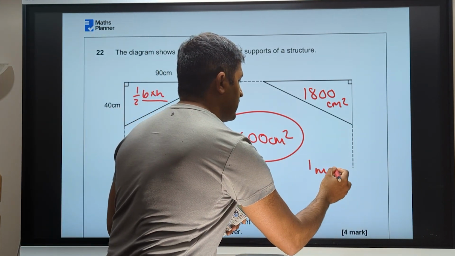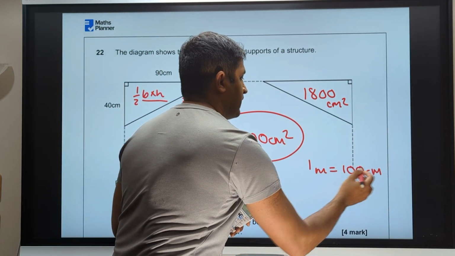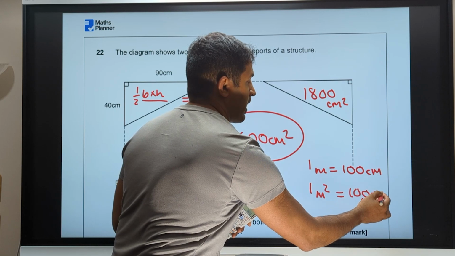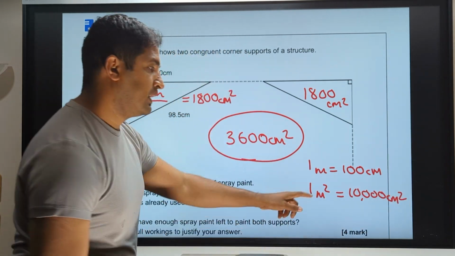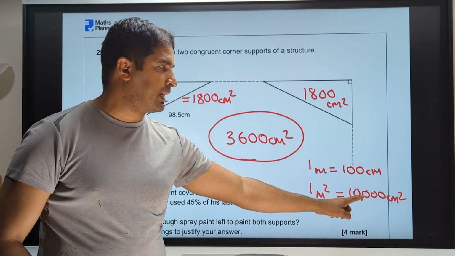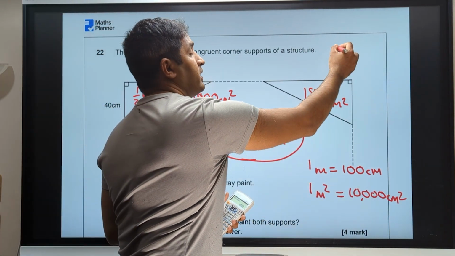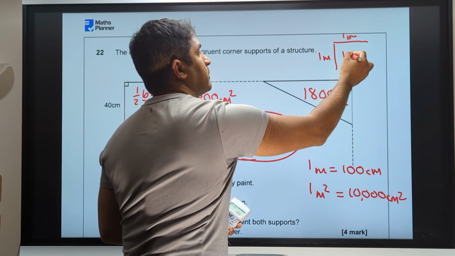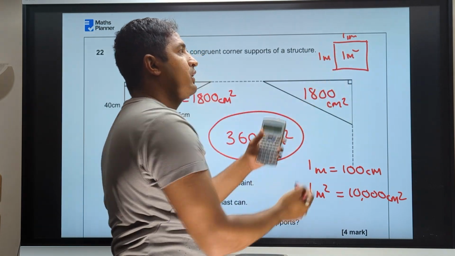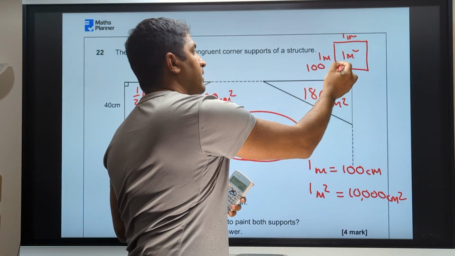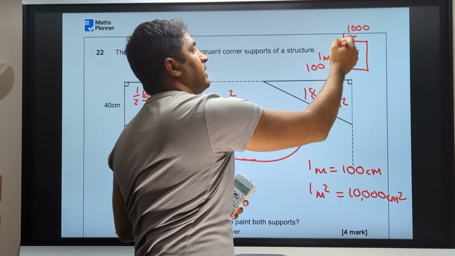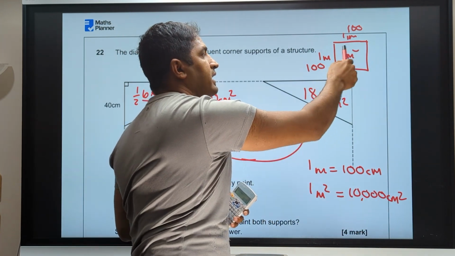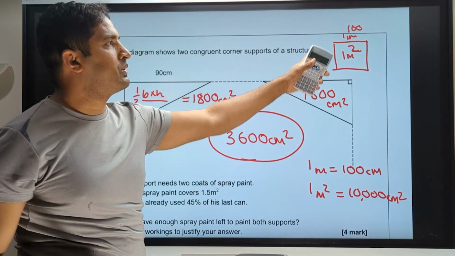So 1 meter is 100 centimeters. So 1 meter squared would be 10,000 centimeters squared. Now this might surprise you, okay? 1 meter squared would be 10,000 centimeters squared, because look, 1 meter squared comes from 1 meter by 1 meter. That gives you 1 times 1, so it's 1 meter squared. If I change that into centimeters, that would be 100 centimeters times 100 centimeters. 100 times 100 will give you 10,000. So 1 meter squared becomes 10,000 centimeters squared.